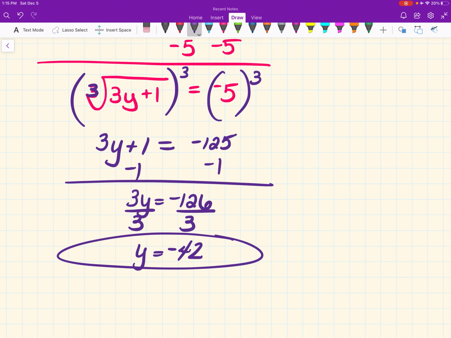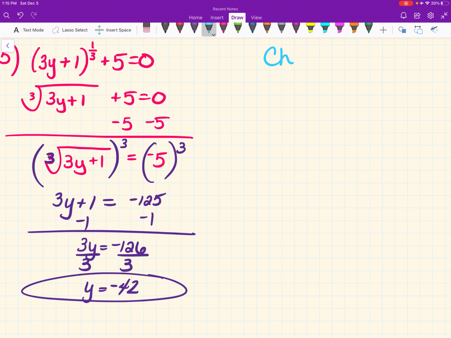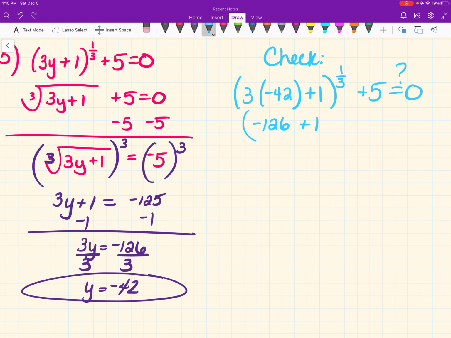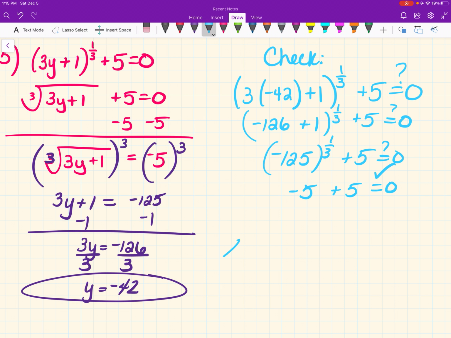Let's check it to see if that's an actual answer, if this equation actually has an answer. I wrote the word check because I'm not trying to trick you into forgetting it. So 3 times negative 42 plus 1, raised to the 1/3 power, plus 5, does that equal 0? You could actually put this left-hand side right into your calculator. But this would give you negative 126 plus 1, to the 1/3 power, plus 5 equals 0. This is negative 125 to the 1/3 power plus 5. Is that going to equal 0? Well, the cube root of negative 125 is negative 5. And so this does work, and therefore this is a correct solution.